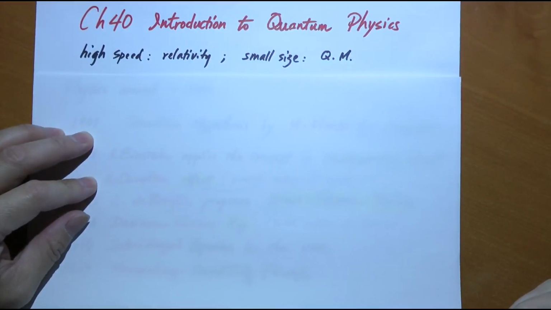Chapter 40, Introduction to Quantum Physics. We have learned in the previous chapter what happens when an object moves at relativistic speeds, and that is we have to use relativity to replace classical mechanics or classical physics in general.